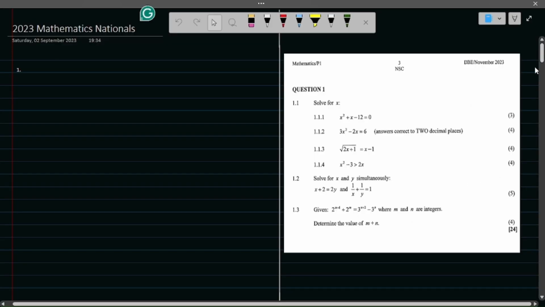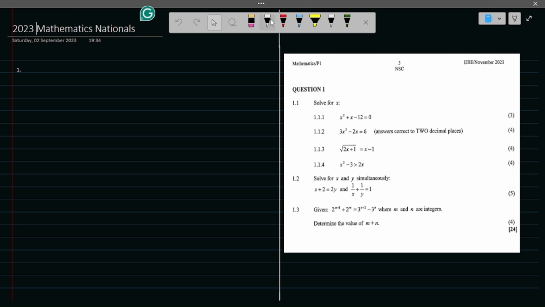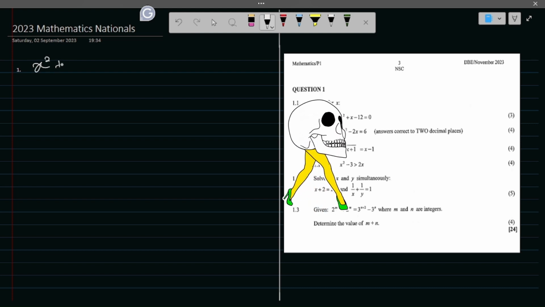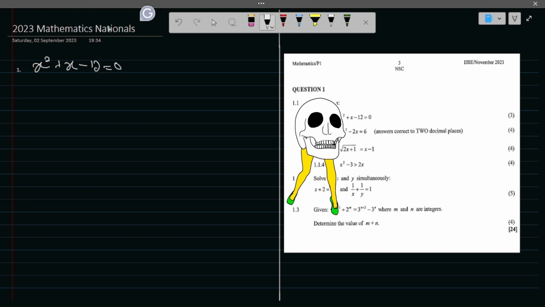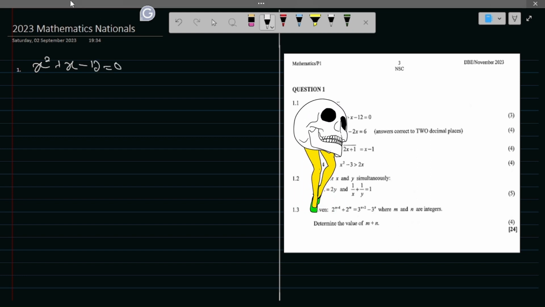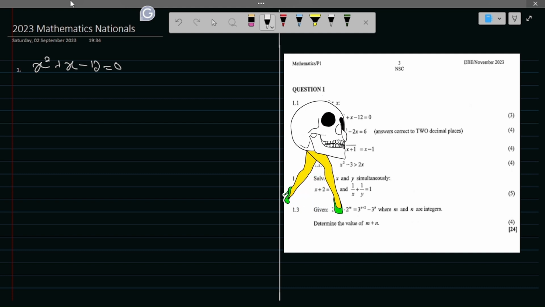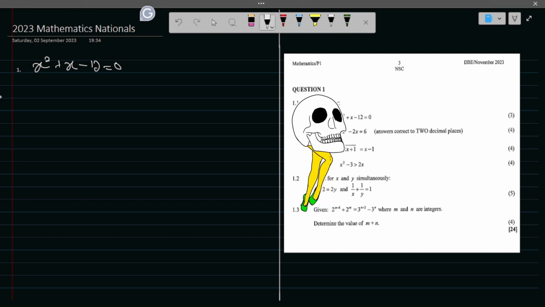Here we have question 1. We are solving for x. The first question says x squared plus x minus 12 is equal to 0. This is an equation, so all you need to do here is to factorize. So how can you factorize this?